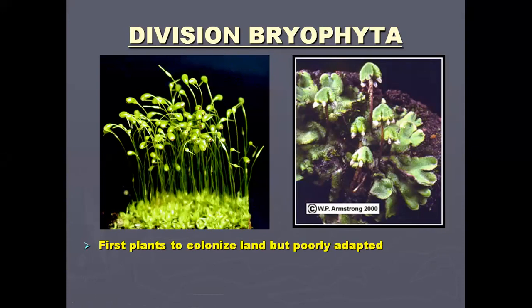Division Bryophyta. These were the first plants to colonize land, but they are poorly adapted because they are weak, they do not produce seeds, they do not have vascular bundles, and they are very delicate plants. They are mainly seen in wet and humid areas, confined to damp and shady places because they do not have a very extensive root system.